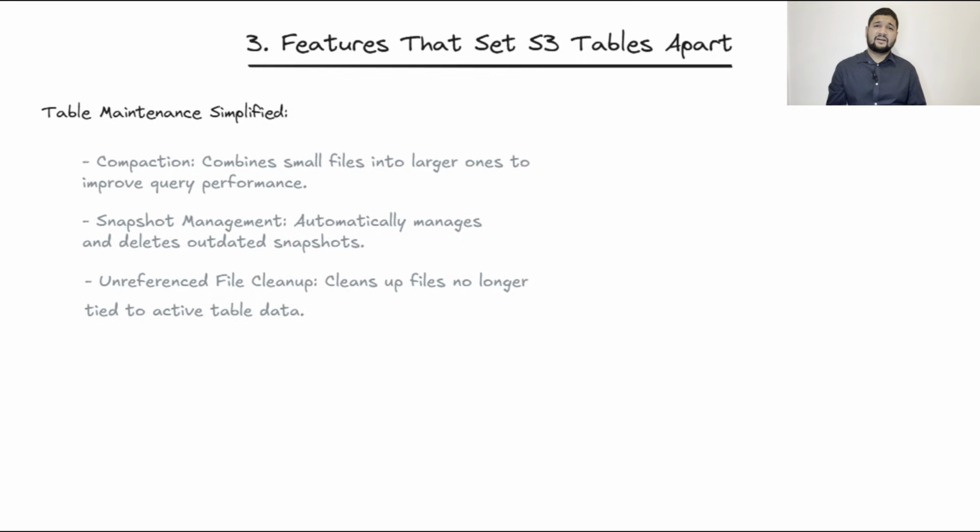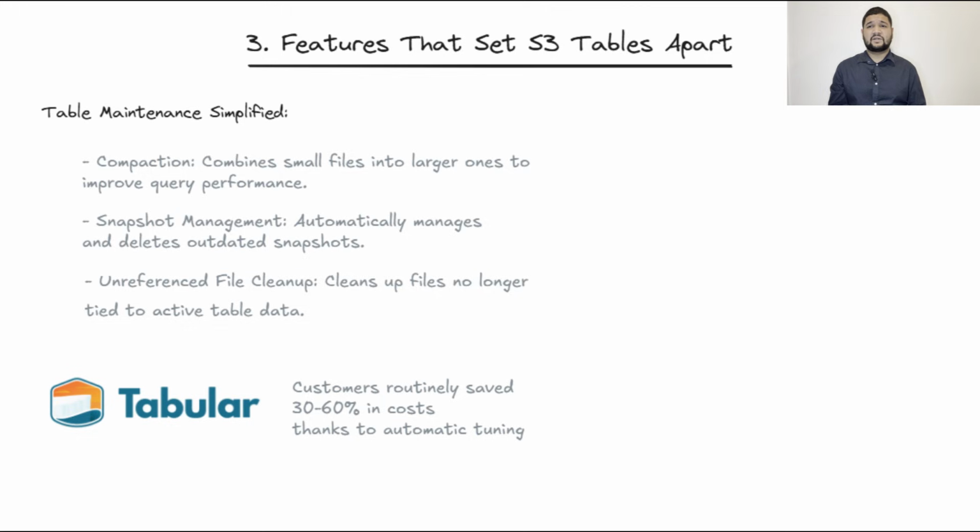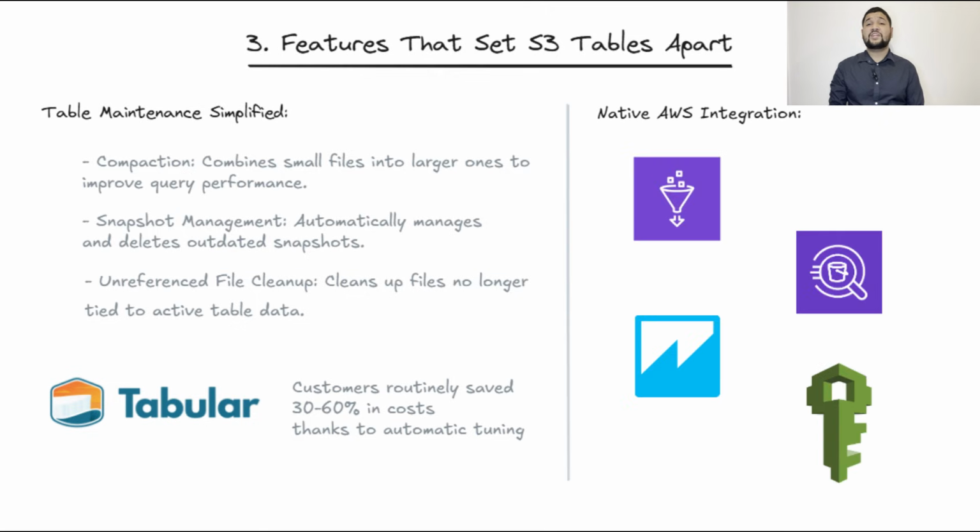Why does this matter? Well, Tabular, the company behind Iceberg, found that customers routinely save 30 to 60% in costs thanks to automatic tuning. Imagine having these savings baked into a fully managed AWS service. Another huge advantage is the native integration with AWS services. From Glue Data Catalog to Athena and QuickSight, S3 Tables work seamlessly with the entire AWS analytics stack. You can even create table level permissions using AWS IAM, ensuring robust security and access control.